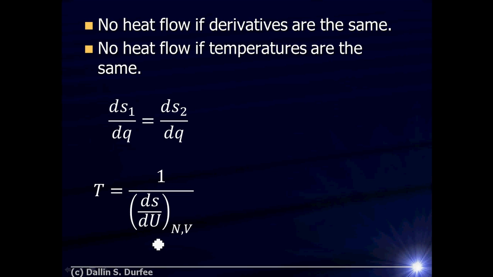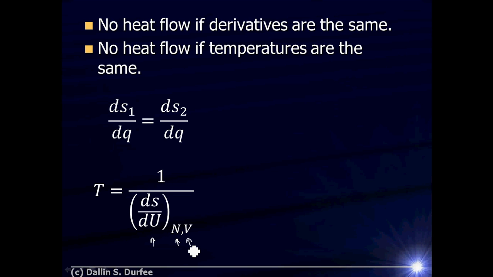They usually use U rather than Q, all right? I'm not going to go into why. And this N and V just means you take the derivative assuming that the number of particles and the volume of the system is constant. Don't worry about that now, but just remember this basic idea that temperature is related to the derivative, how much entropy changes per unit of heat you put into the system, all right?